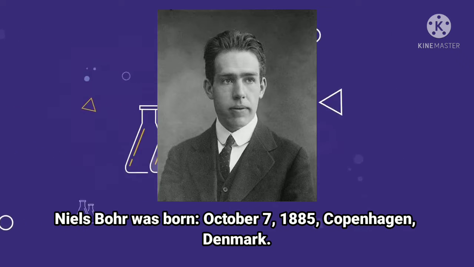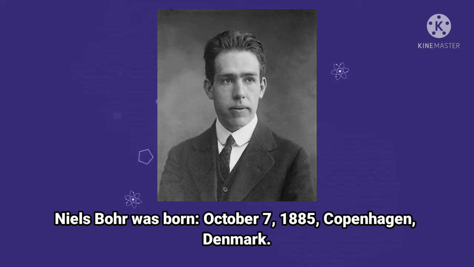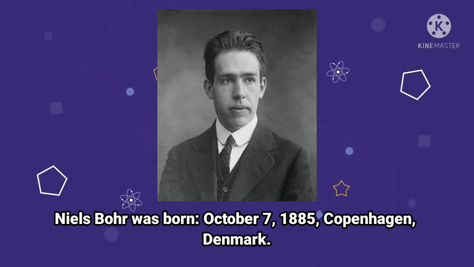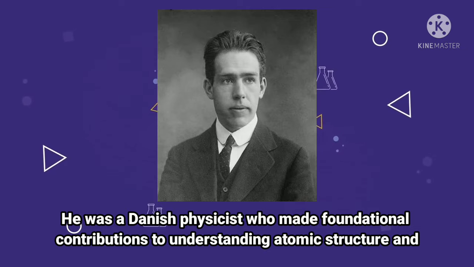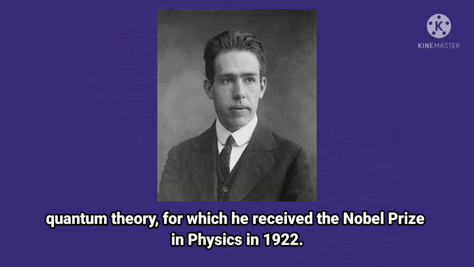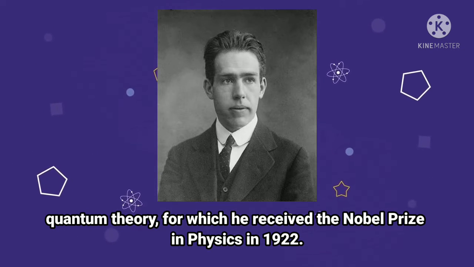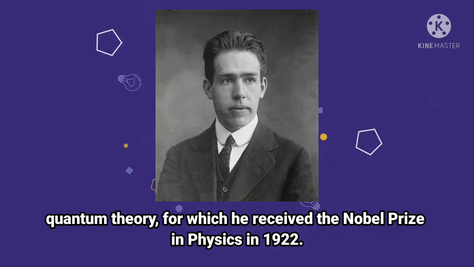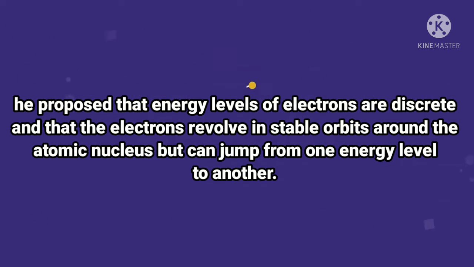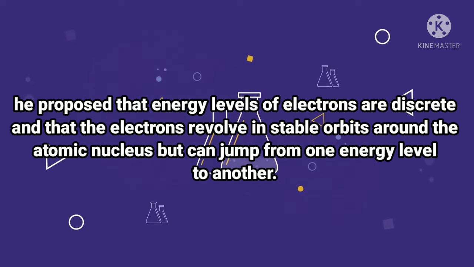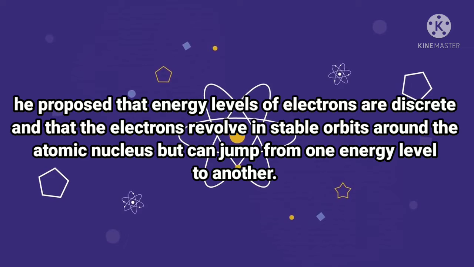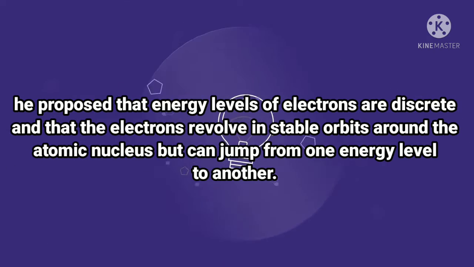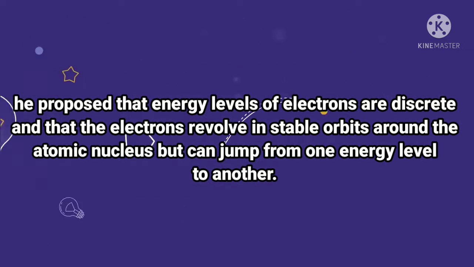Niels Bohr. He was born on October 7, 1885, in Copenhagen, Denmark. He was a Danish physicist who made foundational contributions to understanding atomic structure and quantum theory, for which he received the Nobel Prize in Physics in 1922. He proposed that energy levels of electrons are discrete and that the electrons revolve in stable orbits around the atomic nucleus but can jump from one energy level to another.